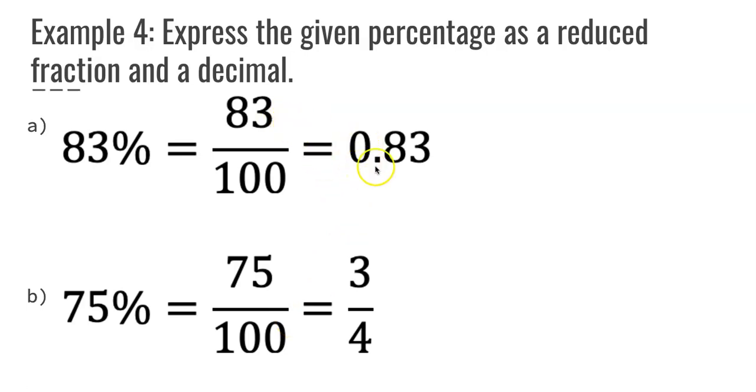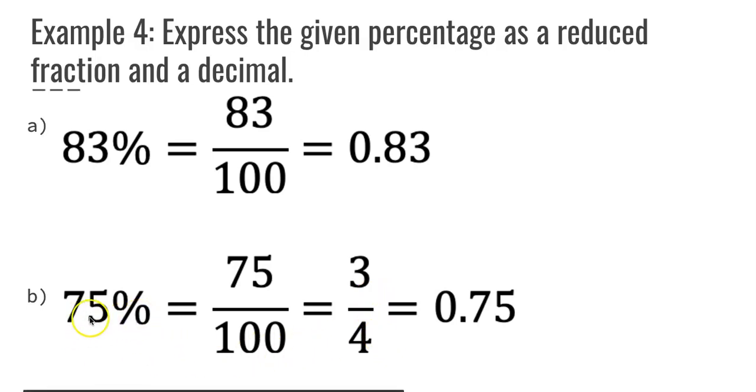Well, it looks like this one right here, I just found the decimal. 83 divided by 100 got me 0.83. And as you can see, 75 and 100 are both divisible by 25. So I got a reduced fraction of 3 over 4. And what's that in decimal? That's going to be 0.75. And that's what 75% is in decimal. 75 divided by 100 is going to give you 0.75.